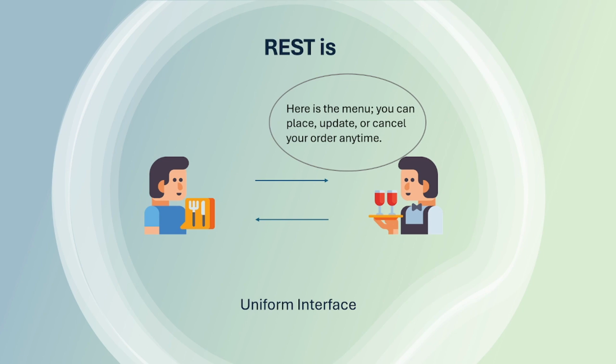Uniform interface, a consistent way to interact with resources, typically using HTTP methods. If we want to exemplify according to our example, the customer always gives their order to the waiter in a consistent manner, and the waitress always brings the food in a standard way.